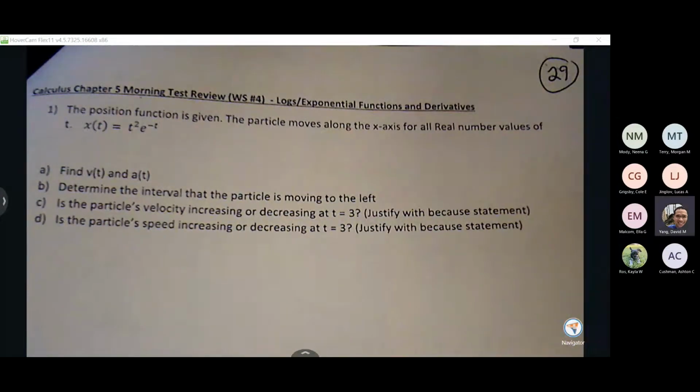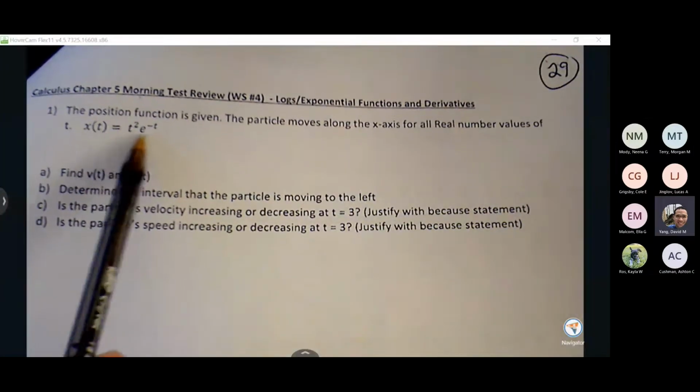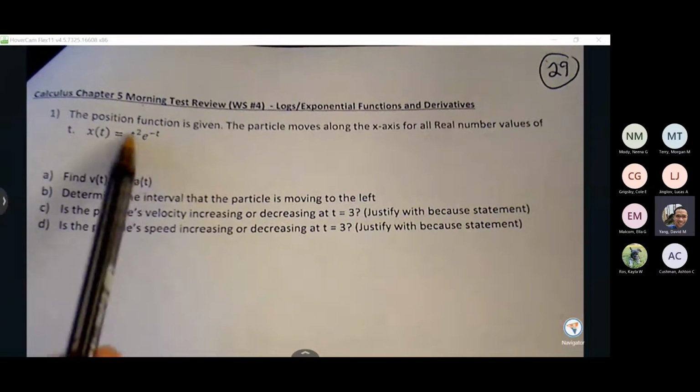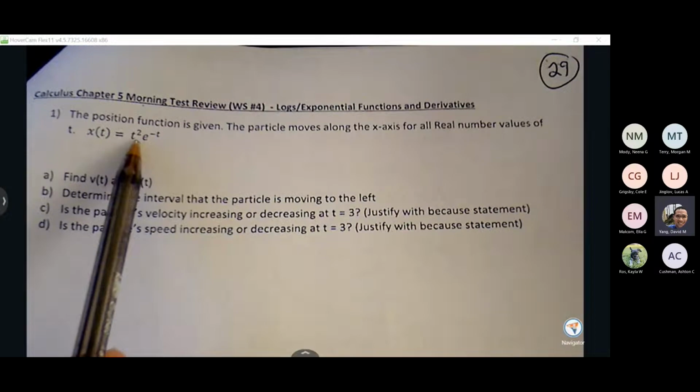Particle moves along the x-axis for all real number values of t, where x of t is equal to t squared e to the negative t. Part A just says find v of t and a of t, so we can just find the first derivative and second derivative. To get the first derivative, we have to involve obviously power rule and e to the u, but also notice these are multiplied together, so we got to go through product rule.